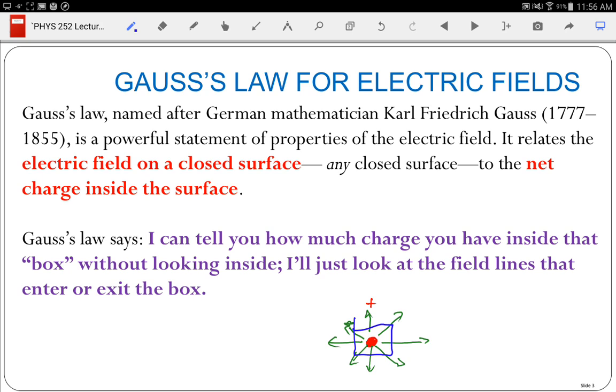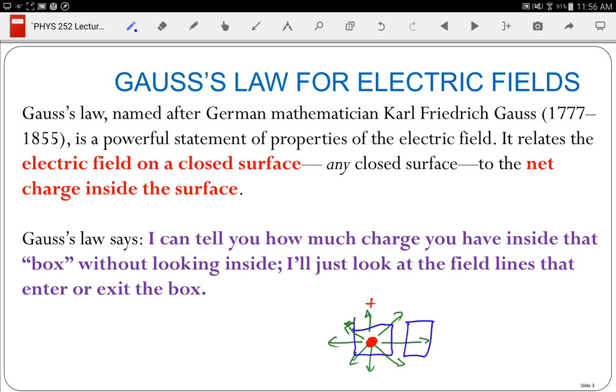If there is no charge inside, I have the same number of lines go in that came out. It doesn't matter what the shape of my box is as long as it's completely closed. If it's not completely closed, then we're going to have a problem because we could have some electric field that went in or out in the parts I wasn't counting. So now, that's the idea of Gauss's law.